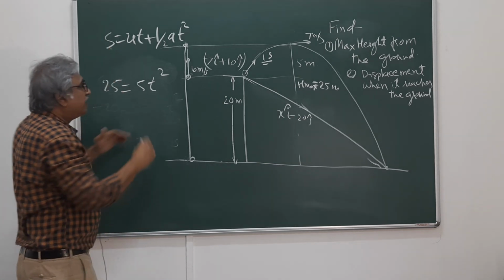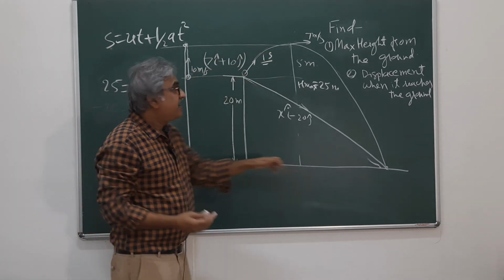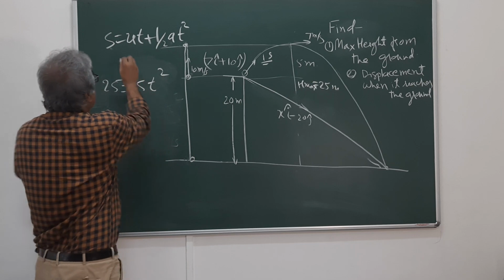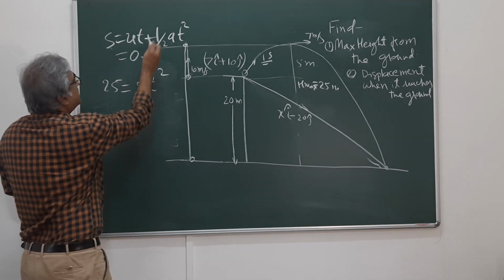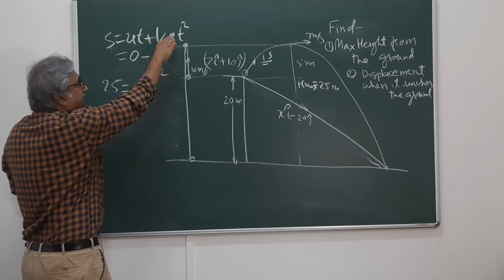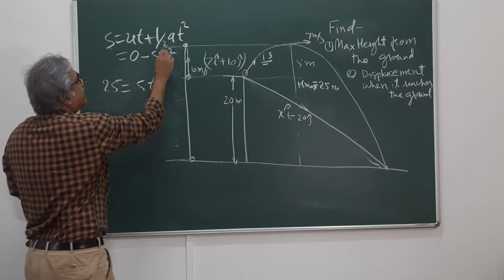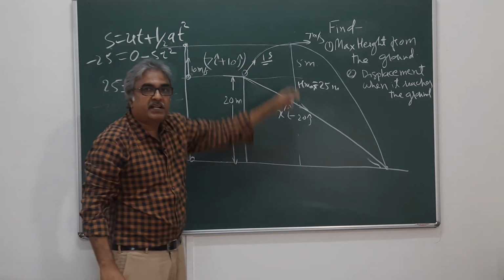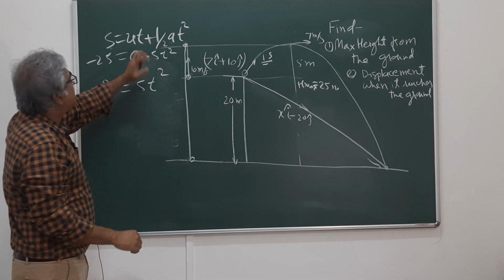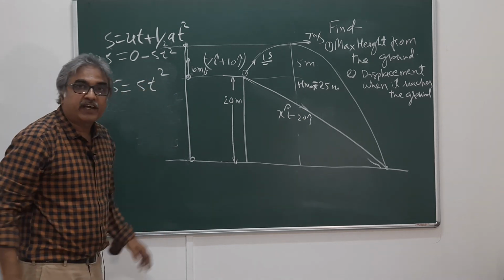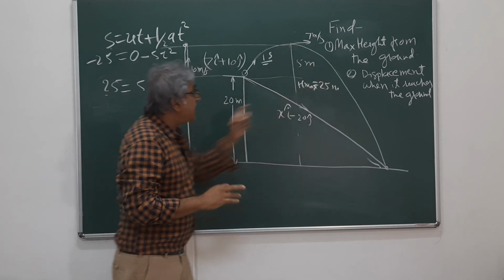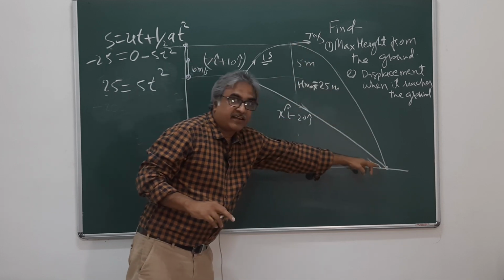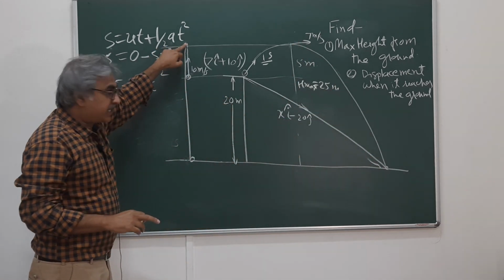S, we can say, is downward, you can say minus, that's fine. But if you put minus, a is also going to be minus, okay? So this minus on both. ut is 0, since u is 0. We can say a is minus 10, so it is minus 5t square, that is 10 by 2. S is 25, again with a minus because the displacement has a negative sign, and hence the negative sign has no relevance. So it is 25 is equal to 5t square. This t which we are finding will be the time required from here to here, which is the same as the time required to move the projectile from here to here.